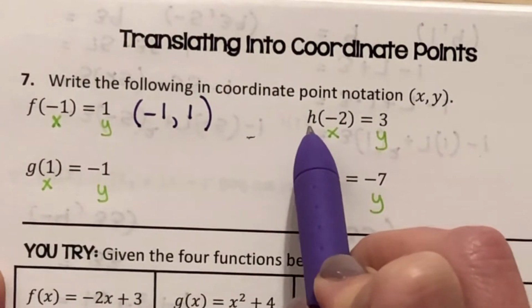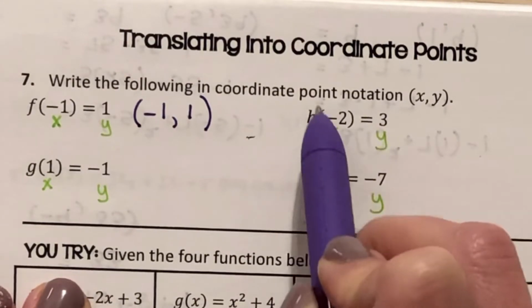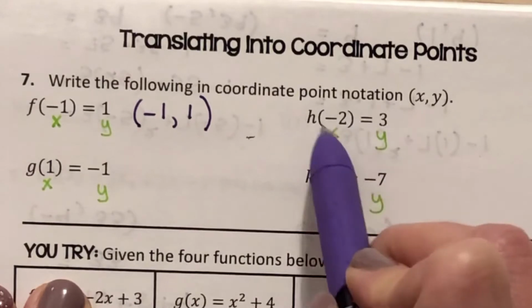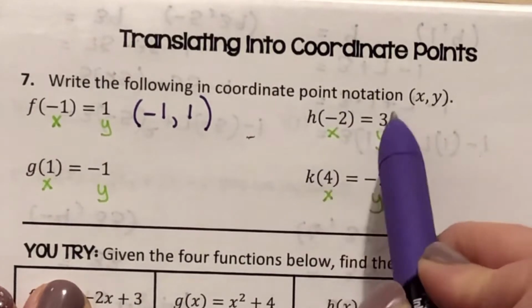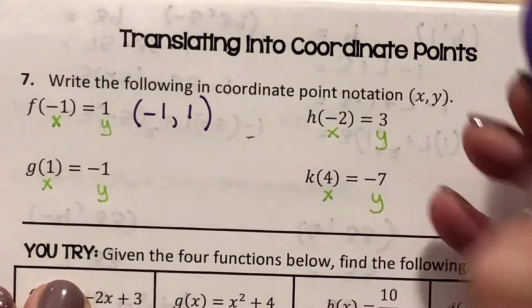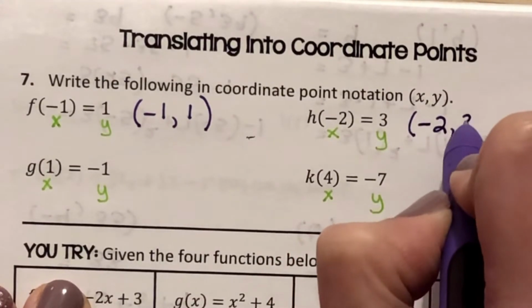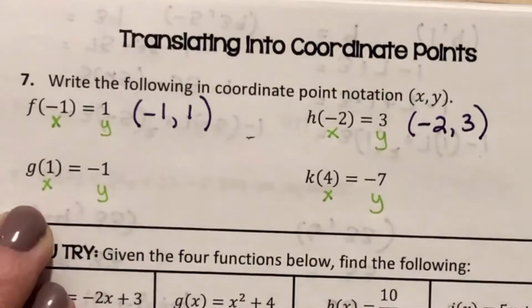Here I have h of -2 equals 3, so whatever equation I'm dealing with is going to be called h. Whatever's inside my parentheses is my input, and whatever equals is my output. So this is going to be the point -2, 3. Go ahead and do the next two.